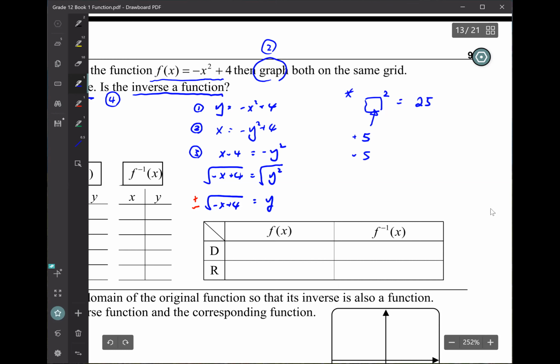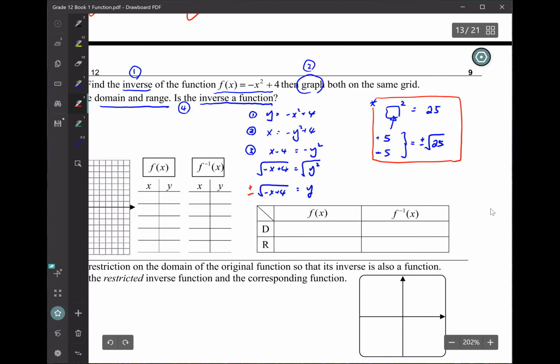So the answer for the box, if you want to get the answer, will be the square root of 25 and plus minus. Okay, then that will give you the box, right? So if you want to get rid of the square, you have to put plus minus. Okay, so this is our inverse. You can box that. This is called inverse.